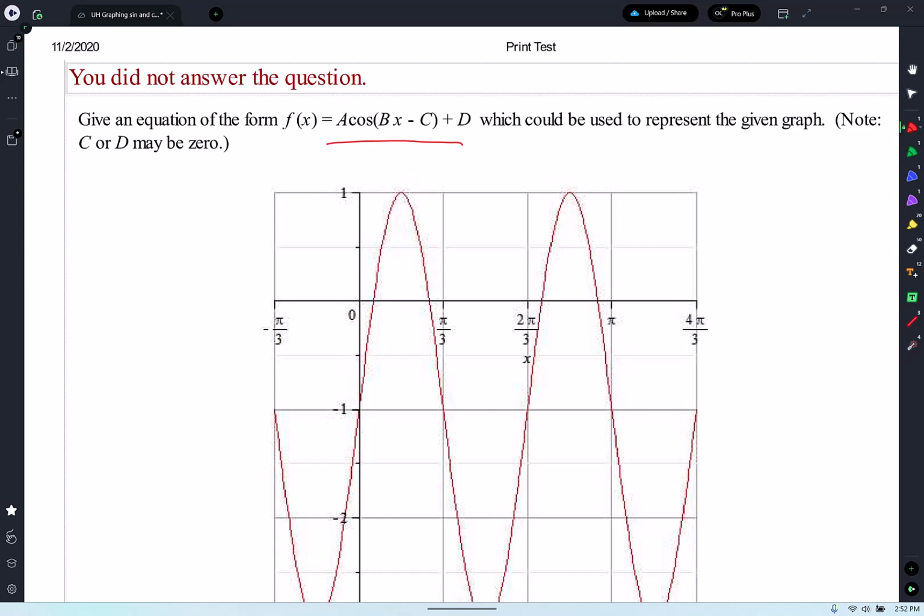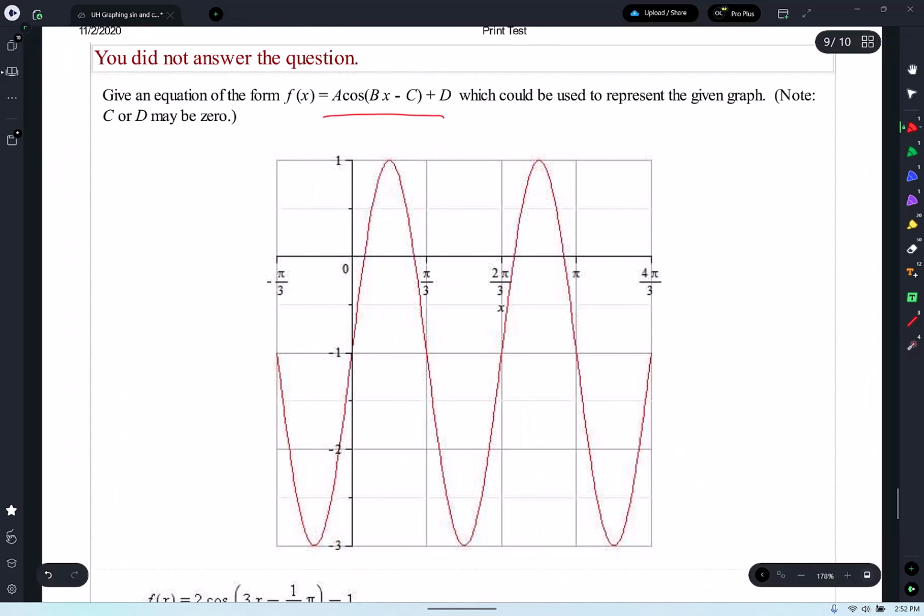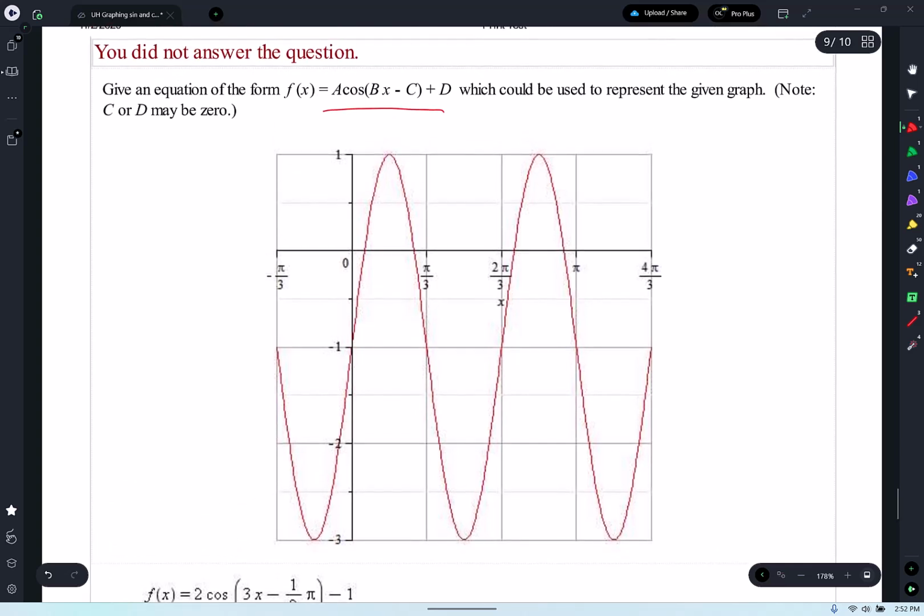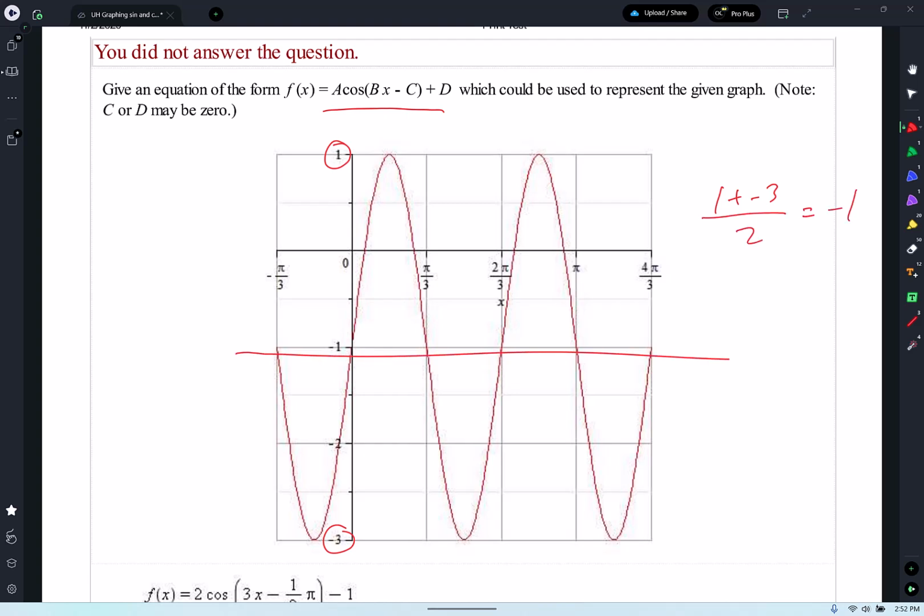Okay. Give an equation in the form. Okay, guys, don't freak out. Look how simple this may be. We might not even have to look at the whole thing. So I'm looking for the midline. I see a max of 1. I see a min of -3. So 1 plus -3 divided by 2. I see -1. Do you guys see that?